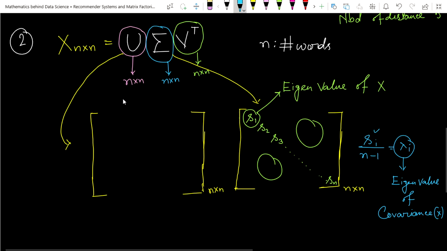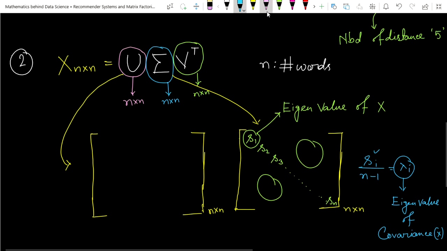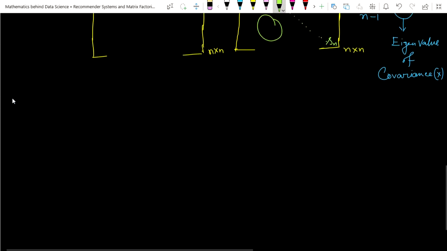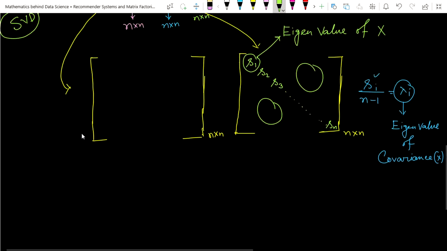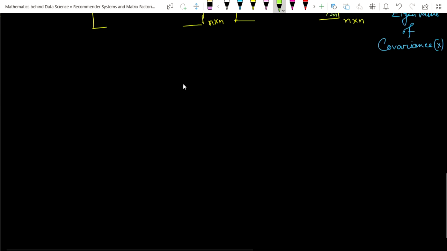In the second step, we have to compute the singular value decomposition technique. This is the SVD. Okay, this is the second step that we have to do. Now let's see the third step. In the third step, we have to truncate this SVD technique. Truncate. Now let's see what this truncate is. How will we truncate this SVD?